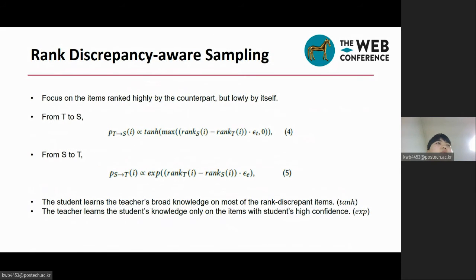Rank discrepancy aware sampling focuses on the items ranked highly by the counterpart but lowly by itself. So, the basic idea is to sample the items with bigger rank difference between two models. We also adopt a different probability function for each direction of distillation. We adopt tanh and exponential functions to consider the capacity gap between two models.